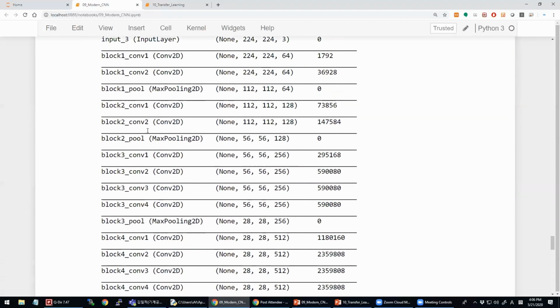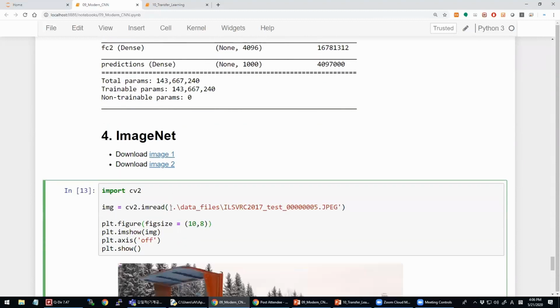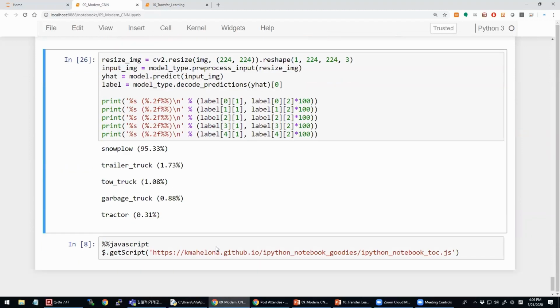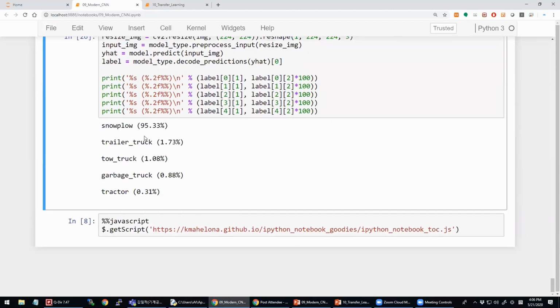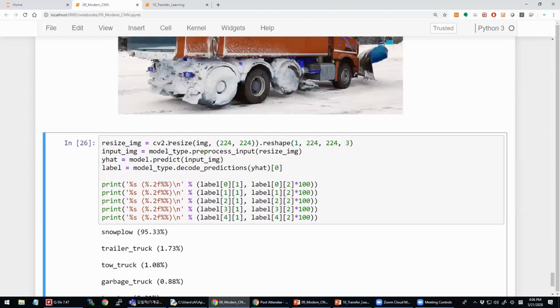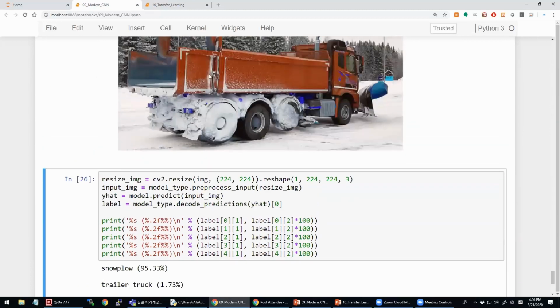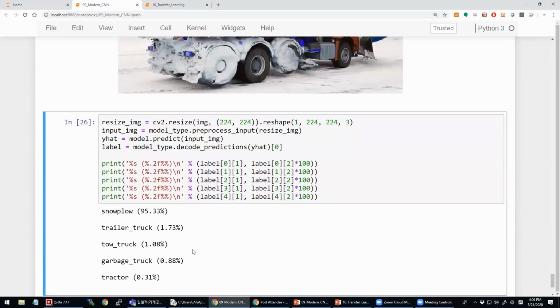This is 19. Okay. Same image, and let me see. So again, it's 95% snow plow, and trailer truck. Okay, so now we have all the good models, the deep learning structures that you can make use of for image classification problems.